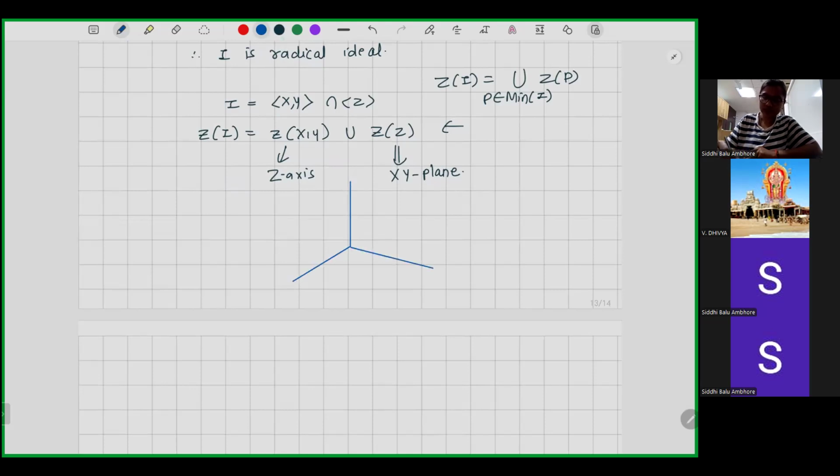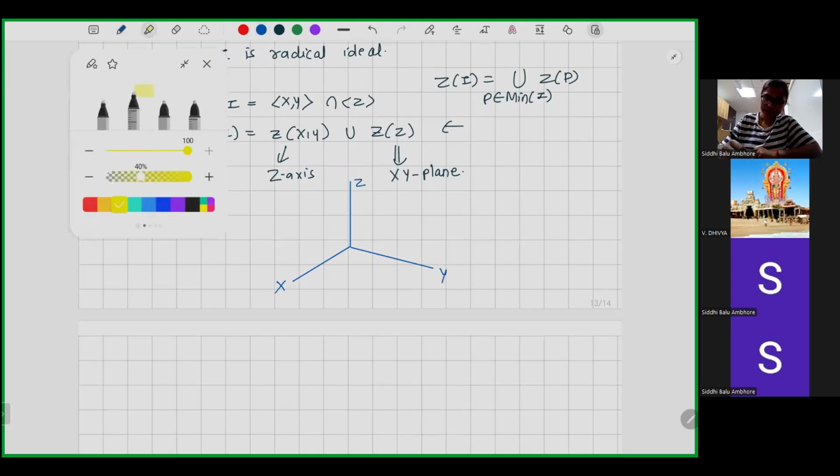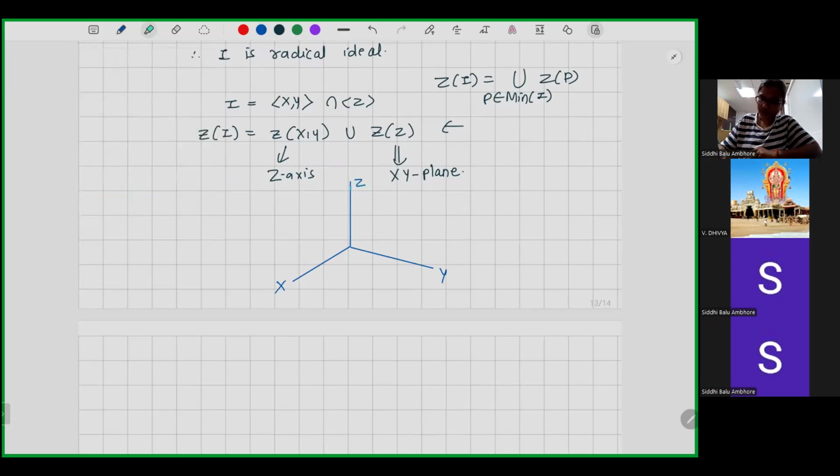So if this is my x, y, and z, then let it be. Then this x is one of the zero. This belongs to the zero set, and also this xy plane, the entire xy plane. Okay, so this xy plane here, along with this z, actually gives me the zero set.